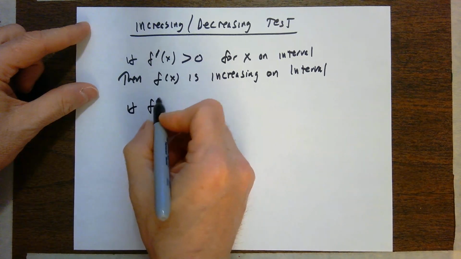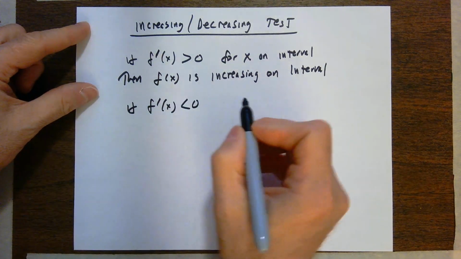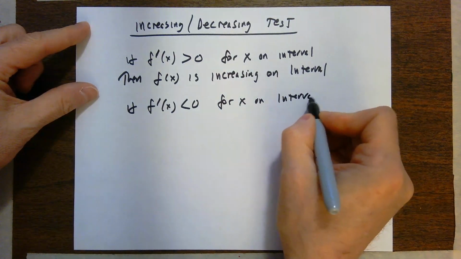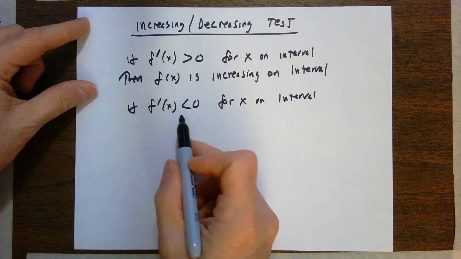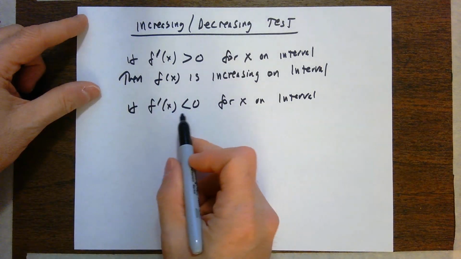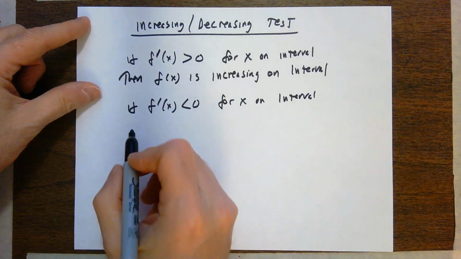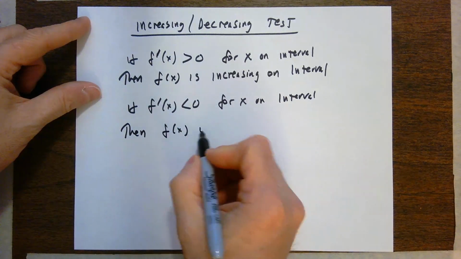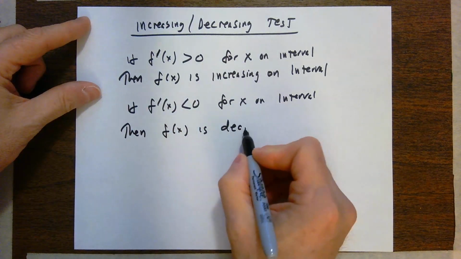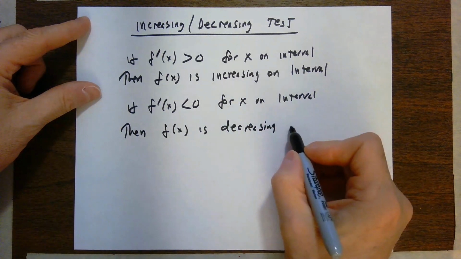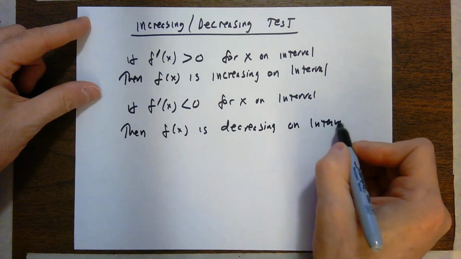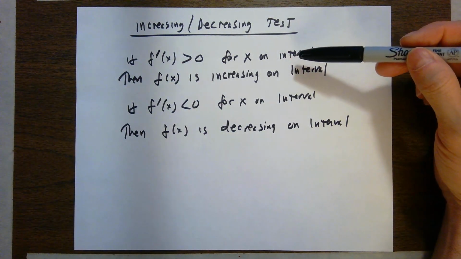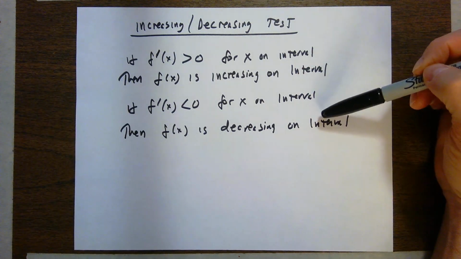Similarly, if the derivative is less than 0 for x over some interval, what does this mean? It means the slope of the tangent lines are negative, negatively sloped tangent lines. Then the function is decreasing on that interval. If the tangent lines are positive, then the function is increasing. If the tangent lines are negative, the function is decreasing.